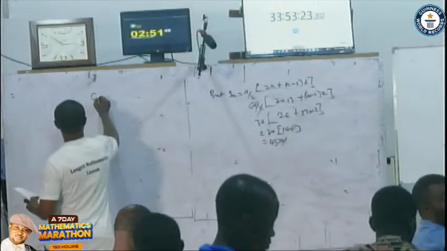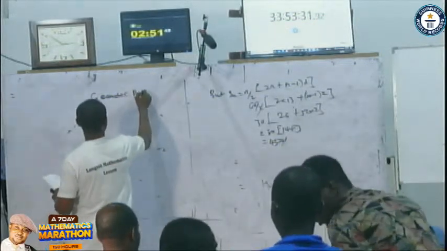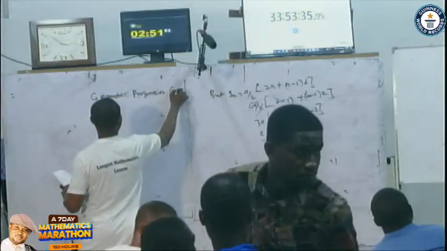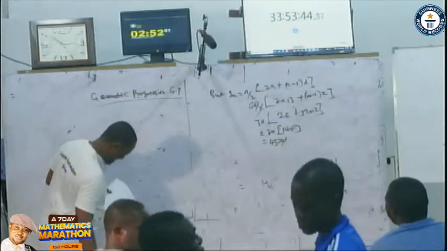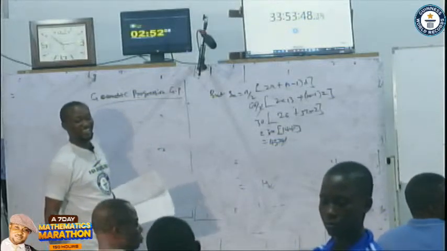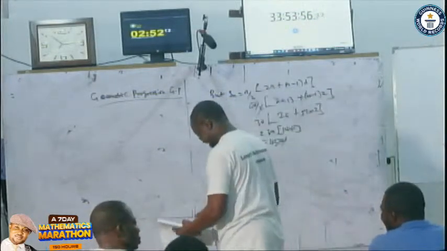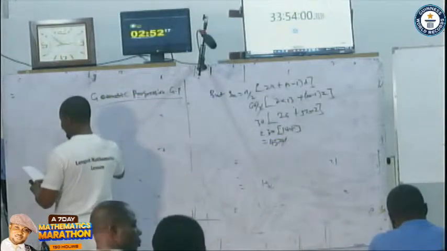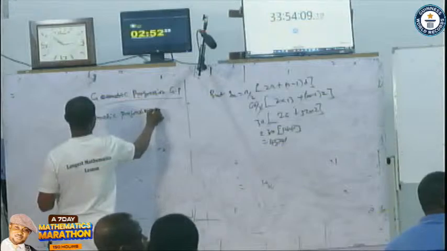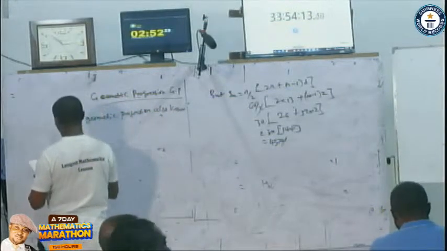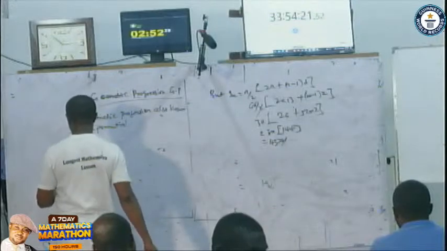So geometric progression, also known as exponential sequence.